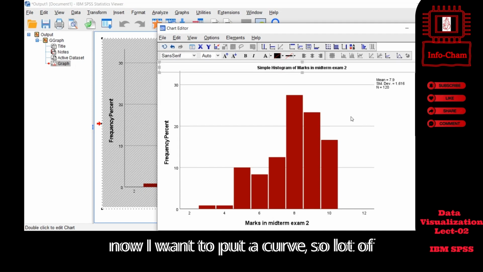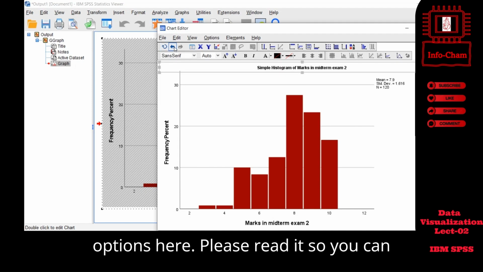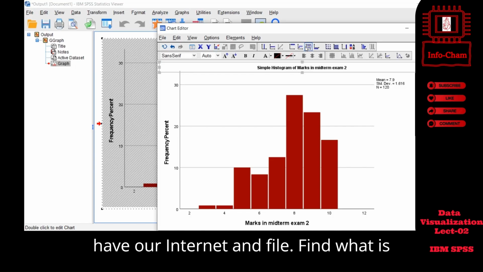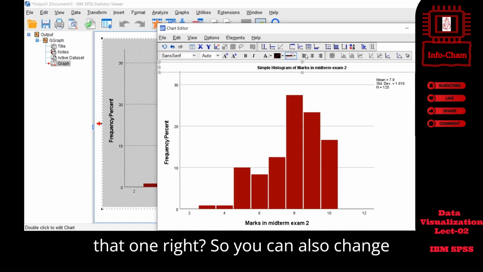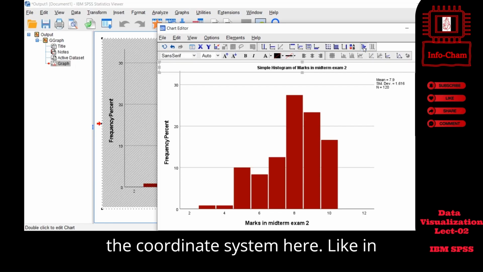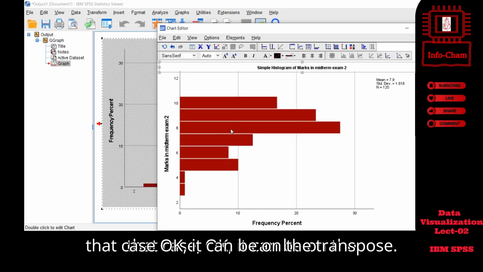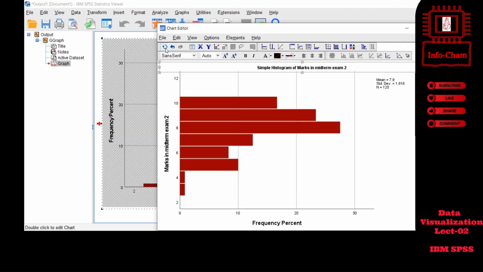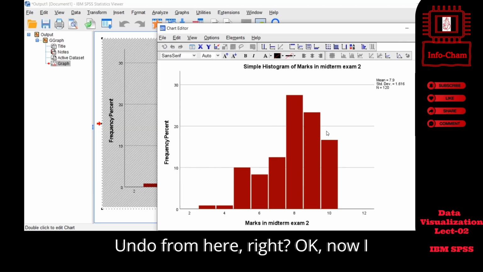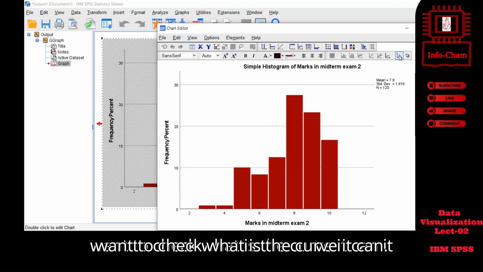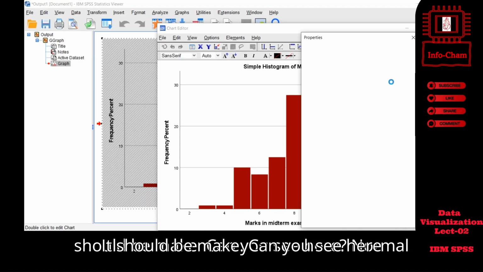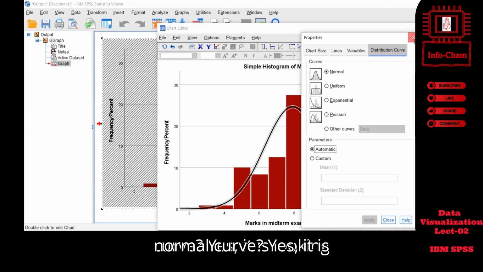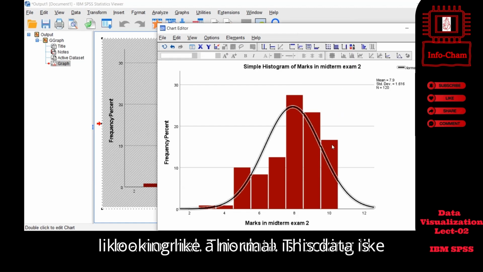Okay, now I want to put a curve. There are a lot of options here, please read them, and you can use the internet to find what each one is. You can also change the coordinate system here, like the transpose. If you don't want it, undo from here. Now I want to check what curve it should make. Can you see here? Normal curve. Yes, it is looking like a normal. This data is looking like a normal.